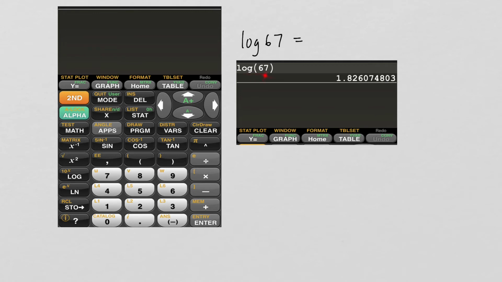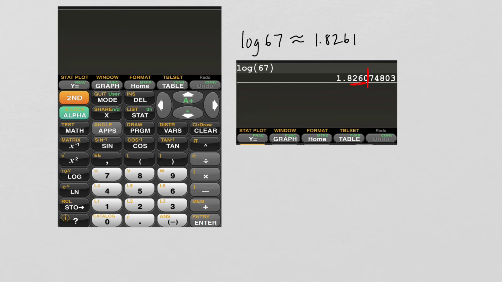So the log of 67 is 1.826074803. And that's an approximate answer. So if we round that to 4 decimal places, we would say that the log of 67 is approximately equal to 1.8261. Right? Again, that's rounding to 4 decimal places, which is very common.